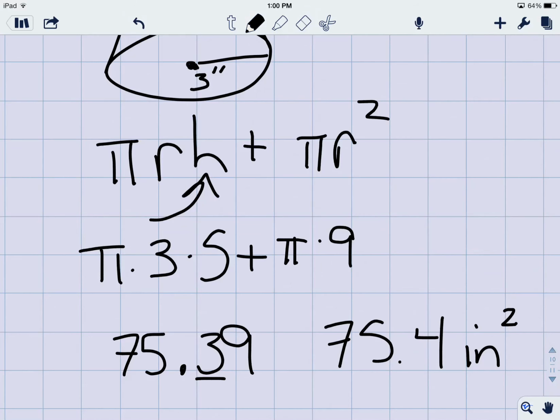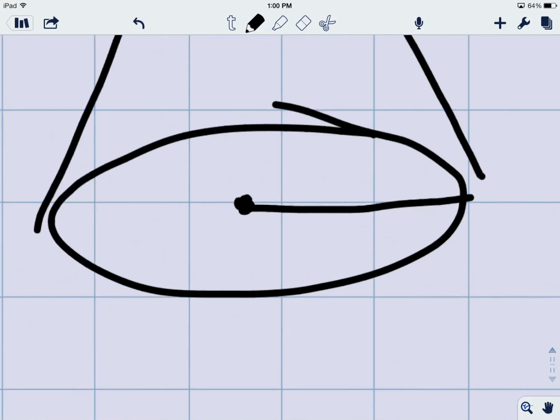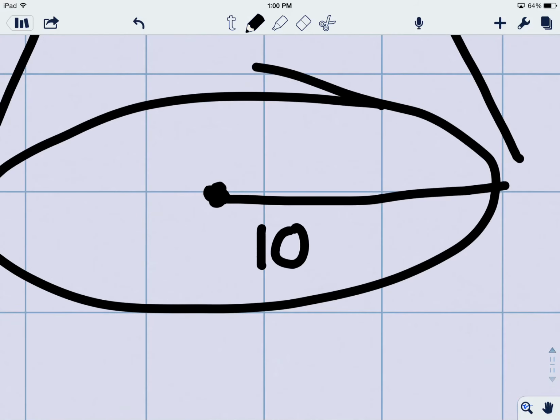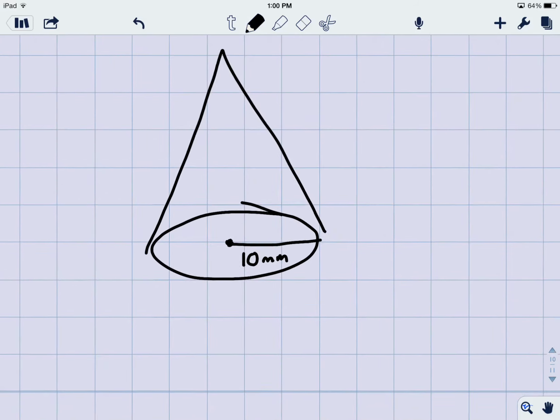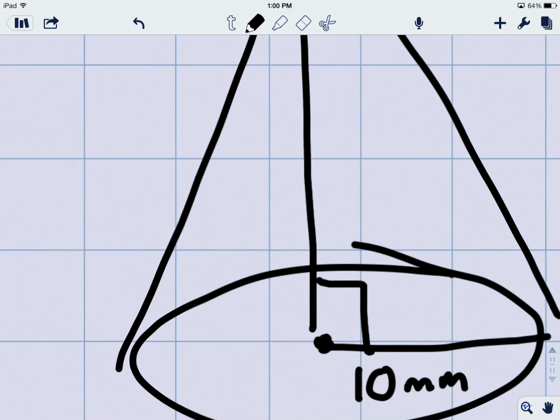Okay. So the question arose, what if we have a cone where they give us the radius, let's say that it's 10 millimeters, and they give us the actual height. How dare they? Yeah, how dare they? Shame on them and their triangle, isn't it?